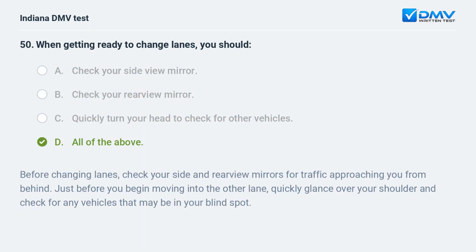d. All of the above. Before changing lanes, check your side and rear view mirrors for traffic approaching you from behind. Just before you begin moving into the other lane, quickly glance over your shoulder and check for any vehicles that may be in your blind spot.